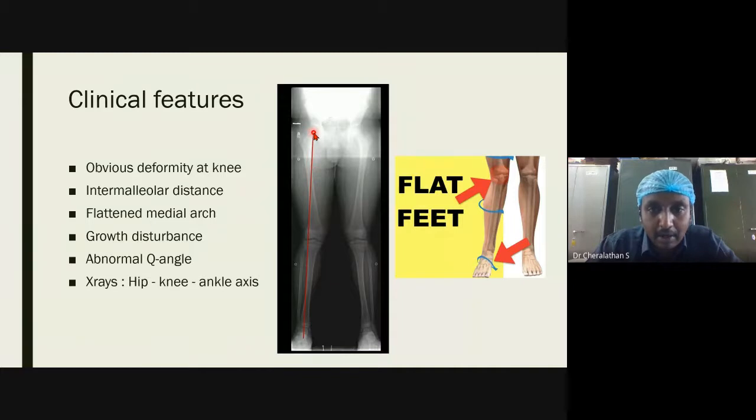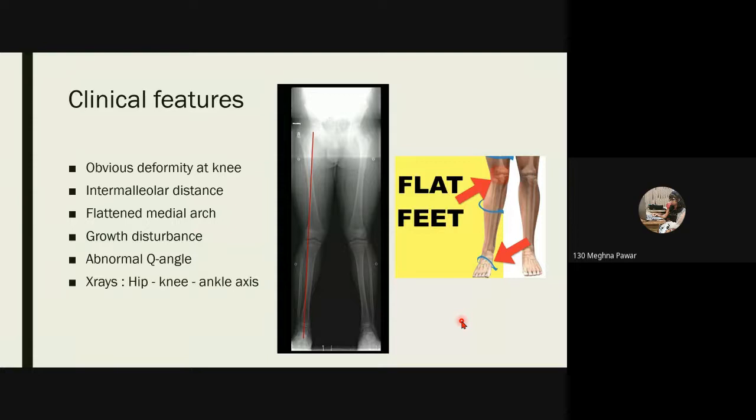Center of the femoral head, center of the ankle joint, you connect these two, it should pass through the center. Here it is passing lateral to the center of the knee joint. So this is a valgus alignment. Is it clear? Any doubts here? Please, if you have any doubts, stop me and clarify the doubts then and there. Right? So can you repeat this?